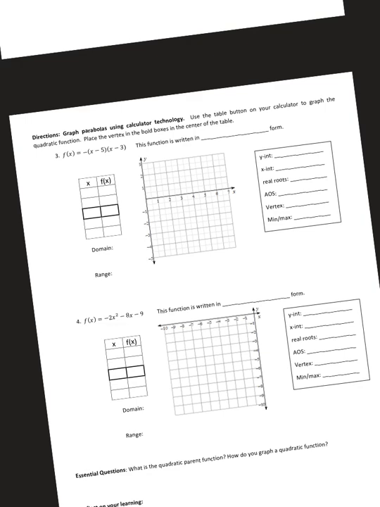So the instructions say graph parabolas using calculator technology. Use the table button on your calculator to graph the quadratic function. Place the vertex in the bold boxes in the center of the table. So what you want to do right now is pause the video and enter the function for number 3 into your calculator until you get the table and can look at it with me.